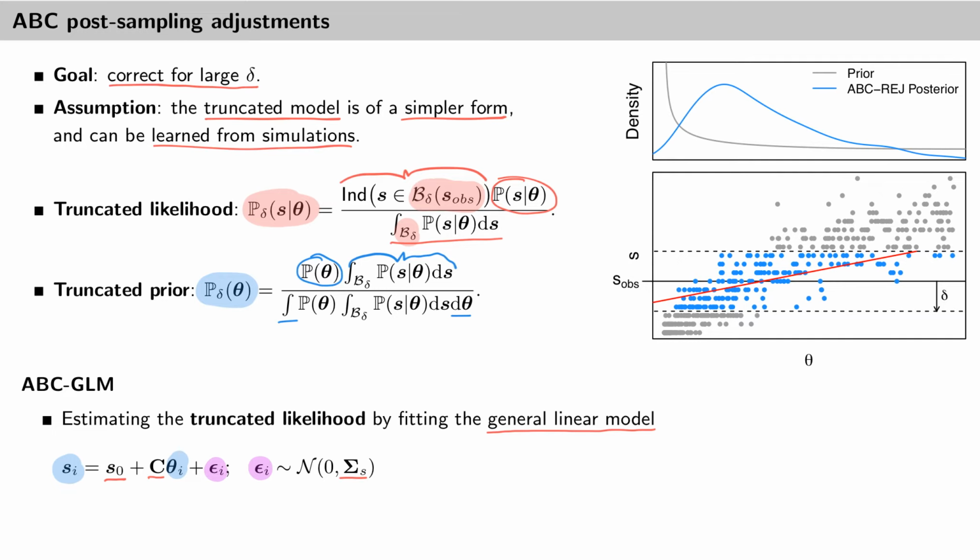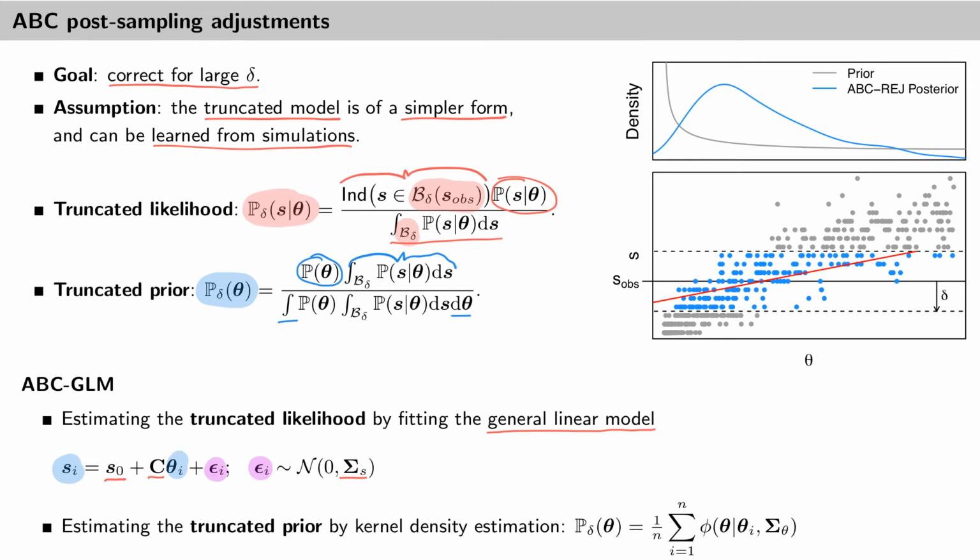As is illustrated here on the right for a one-dimensional case, this simply amounts to actually fitting a linear regression to the accepted simulations, the blue dots in this case. The ABC-GLM method then estimates the truncated prior by using kernel density estimation across the accepted simulations. For this, a Gaussian kernel is put on every accepted simulation, and the truncated prior density for a particular vector theta is obtained as the average Gaussian density across all accepted simulations.